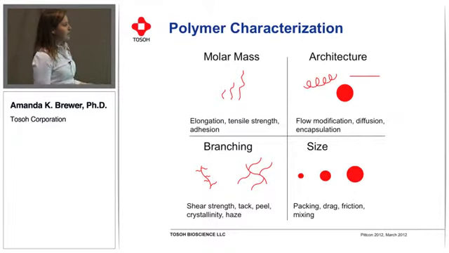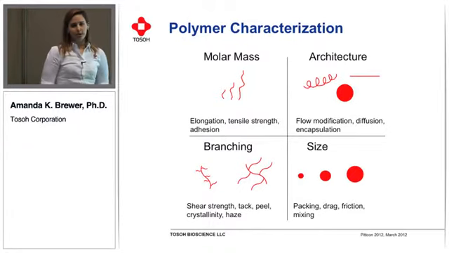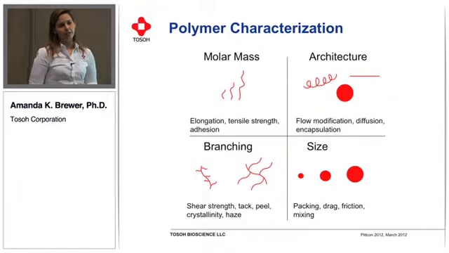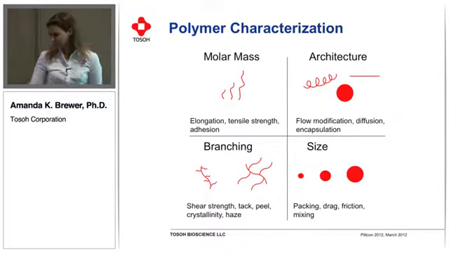So as you can see, these four characteristics are affecting the in-use properties of all of our polymers. So we want to be able to characterize our polymers in the most accurate and precise way possible, as well as get the most complete picture of our polymers. Because maybe molar mass tells us one thing, architecture tells us another, and we may need to combine those properties together in order to get the most information.